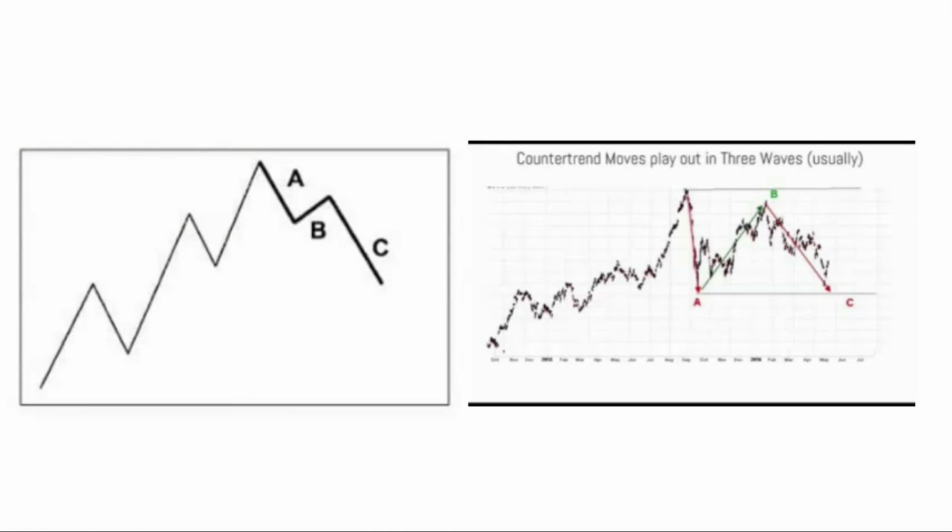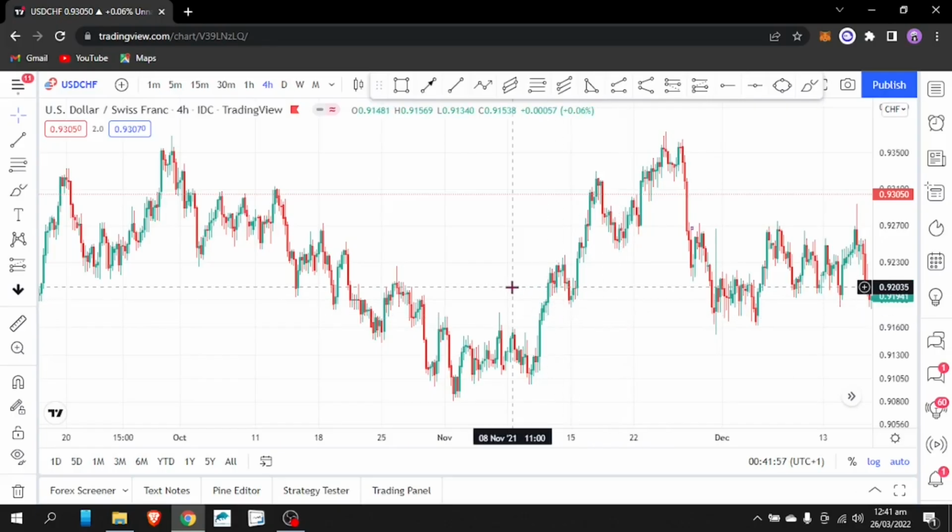You might have noticed that I used letters A, B, and C instead of numbers compared to the impulse waves, which I labeled with the numbers 1 to 5. Now, we labeled counter trend moves A, B, and C to keep them separate from the trending moves with the numbers 1 to 5. Let me use this chart to explain Elliott waves more.